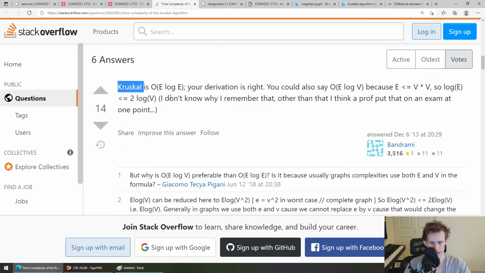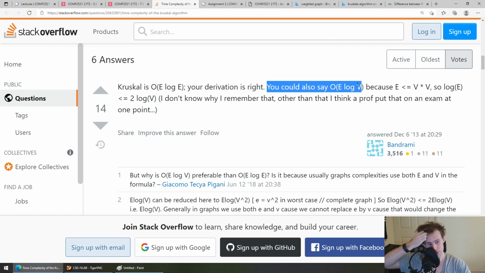Kruskal's algorithm is E log E. Now, that's a sorting thing. If you're wondering why it's log, it's the cost of sorting. The cost of sorting E edges is E log E. You'll take my word on that until next week. They say you could also say that it's E log V, right?